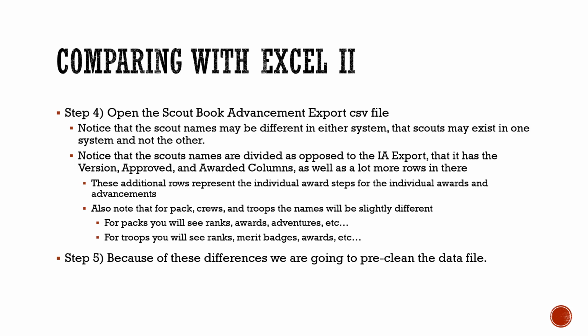Also, the names that are in ScoutBook may not necessarily be the names that you see showing up in Internet Advancement and vice versa. So what we're going to be doing is the BSA ID is going to be the same in both systems. We know that to be true. So that's what we're going to be comparing on, but we want to make sure that we have everything there as well. Also, the names of the ranks and the awards and the dates and the columns and stuff, it's all different between the two systems. So the big critical factor here really is looking for that BSA ID and ensuring that the records we have on one system are equal to the other system.